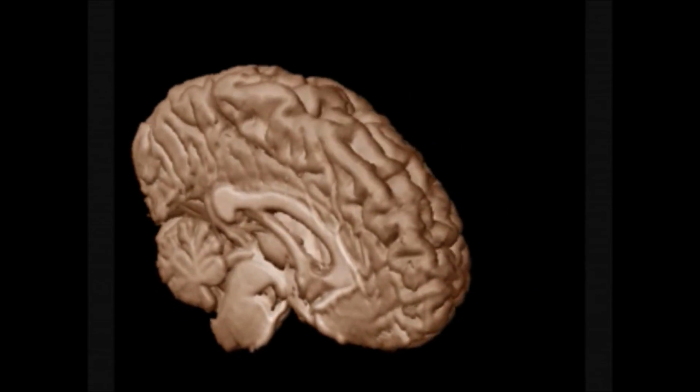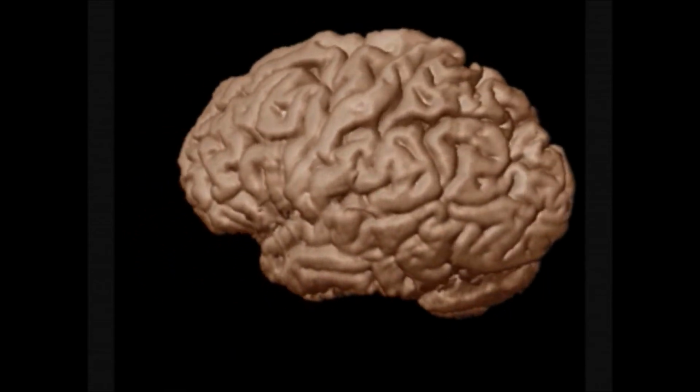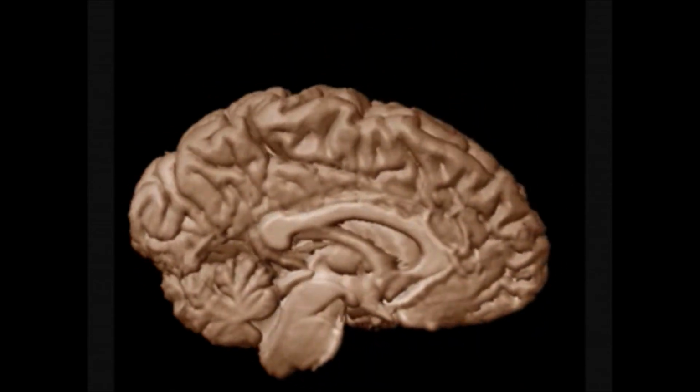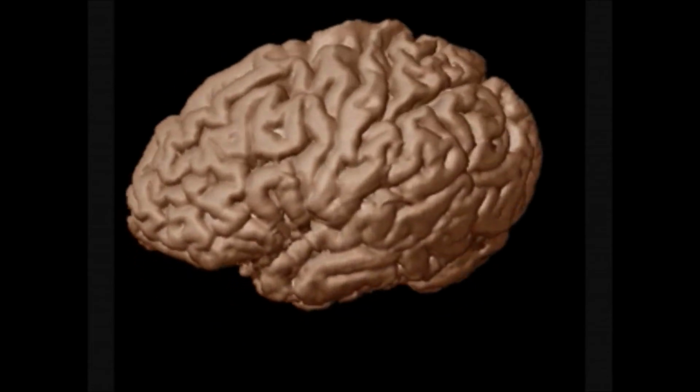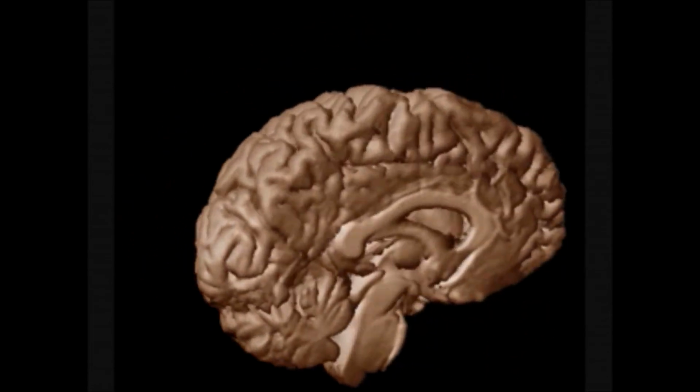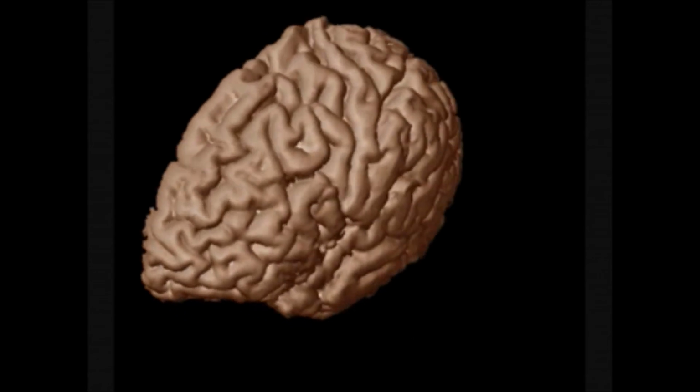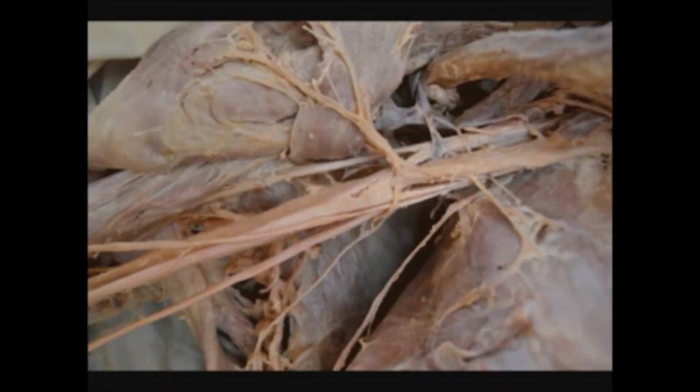The corpus callosum is the slab of white nerve fibers that connects these 2 cerebral hemispheres and transfers important information from one to the other. This is our actual brain. Just observe.